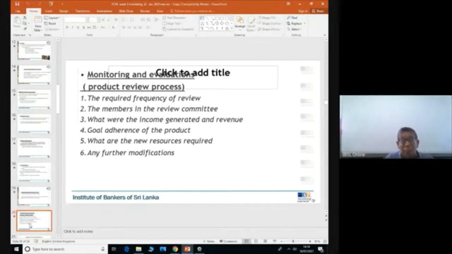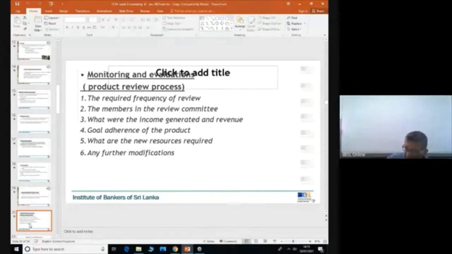And you must have review committees. Why are the sales coming down in one part, why are certain accounts opening in some other parts? All issues you can check. Or maybe there is not enough advertising. So you have to review your products. Any further modification you want to do, right? Okay, so that's the importance of product review.